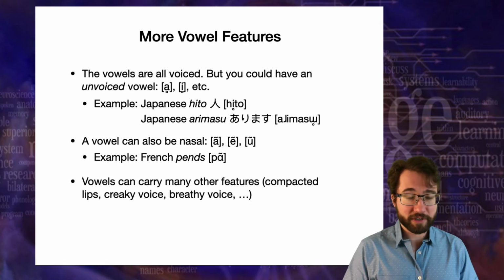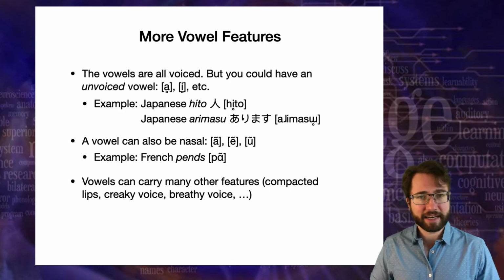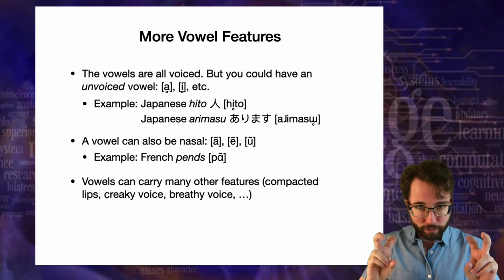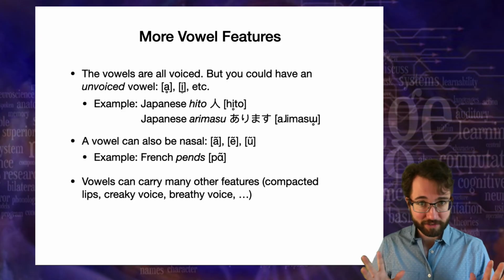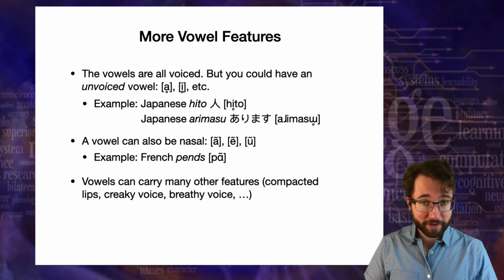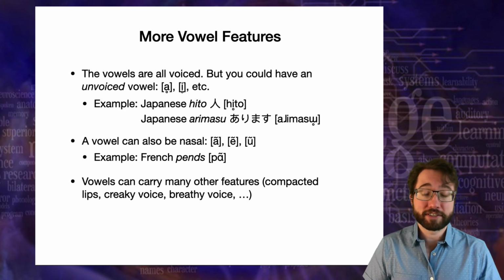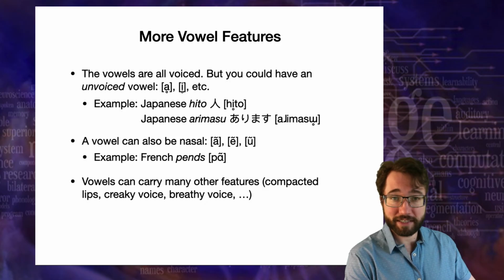Vowels can also have a lot of other interesting features. They can have things like compacted lips, that's a different form of lip rounding. They can have creaky voice. This is what's commonly called vocal fry, although vocal fry is not really a technical term in linguistics. The technical term is creaky voice. That's a feature that a vowel can have. You could have a high front creaky vowel, something like that. You also have breathy voice and so on, all kinds of interesting features vowels can have.